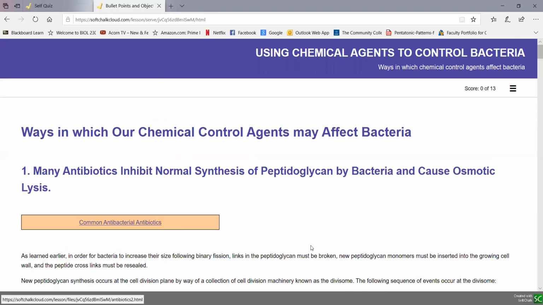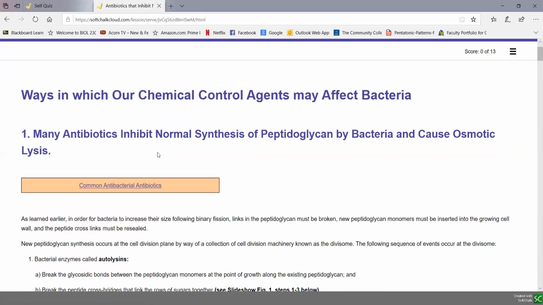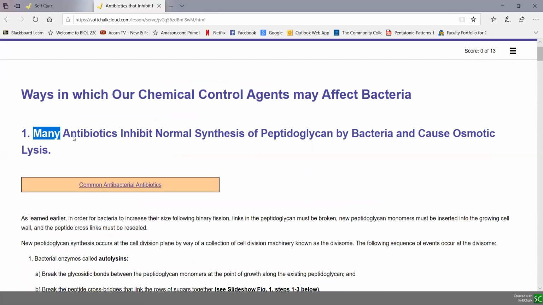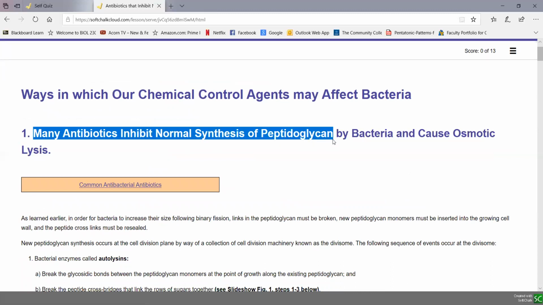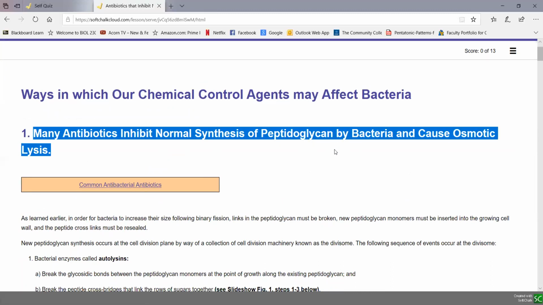So there are a number of modes of action for antibiotics and chemotherapeutic synthetic chemicals that we use therapeutically. And as we pointed out back in Unit 1, many of these antibiotics inhibit normal synthesis of peptidoglycan by bacteria, causing osmotic lysis.